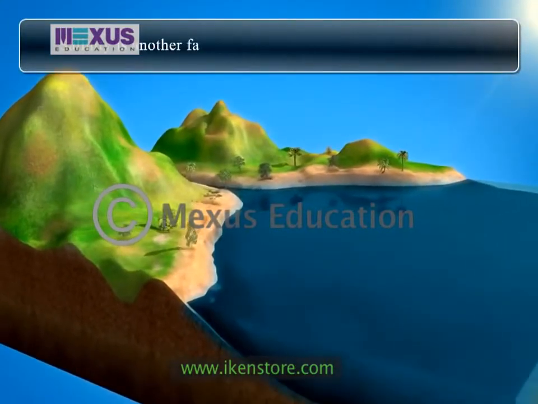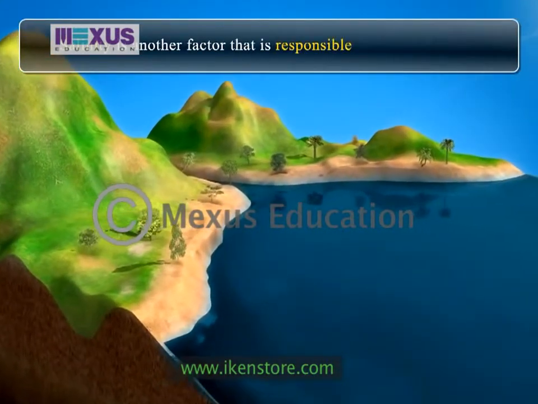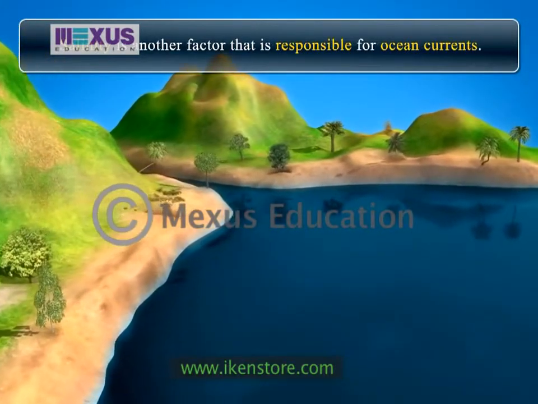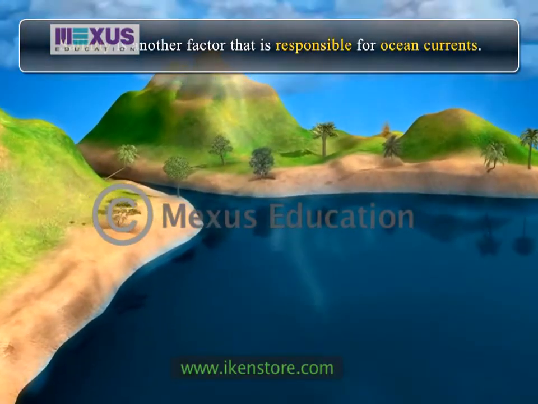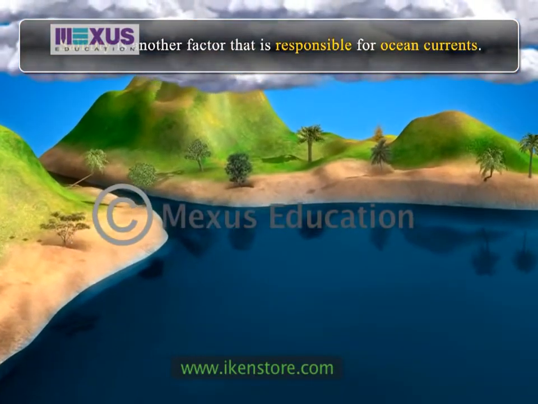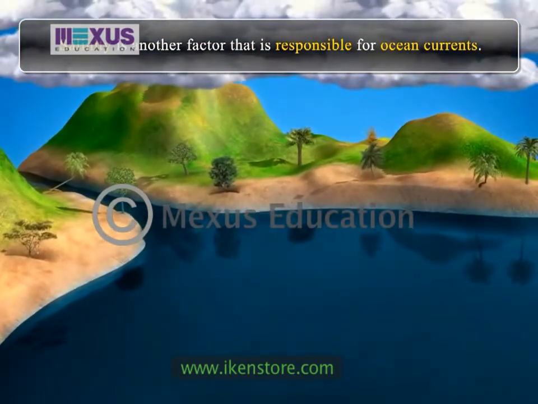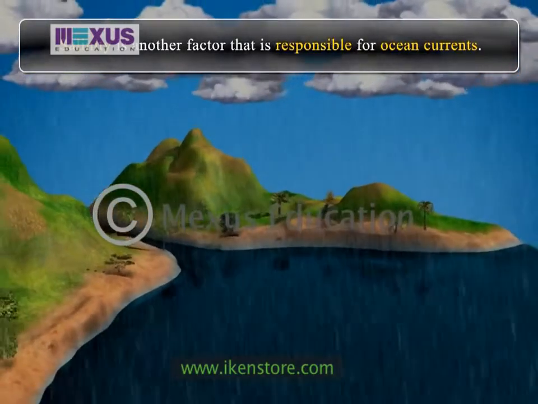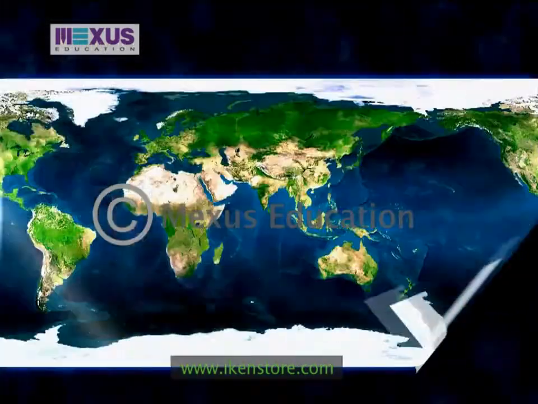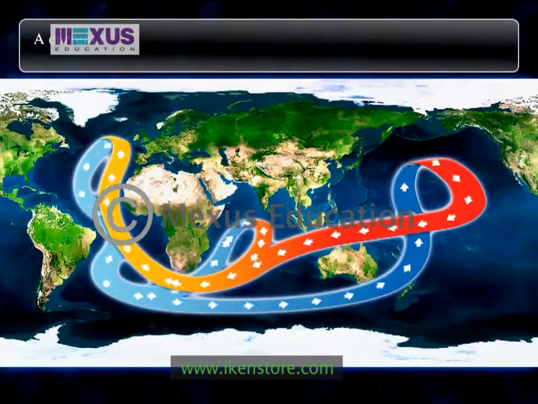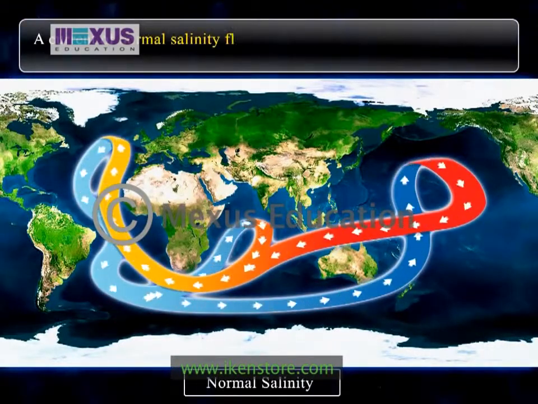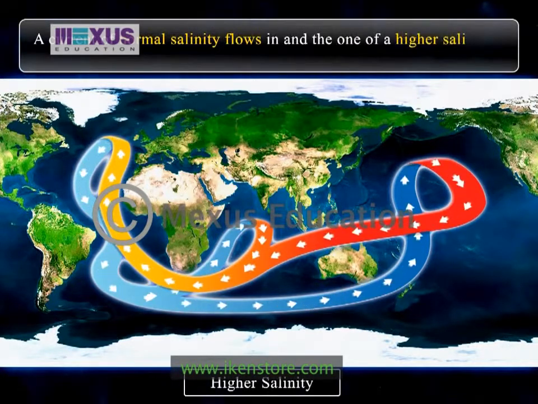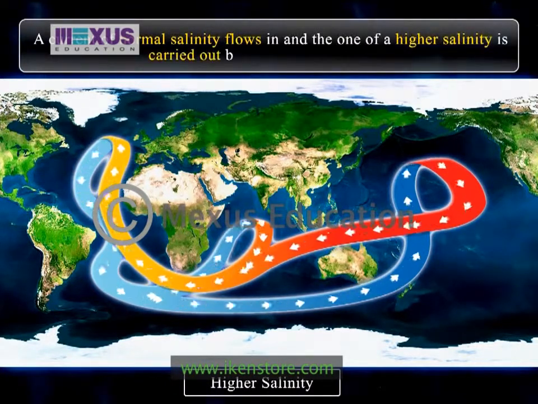Salinity is another factor that is responsible for ocean currents. Salinity is affected by the inflow of fresh water from rivers, melting ice, and rainfall, as well as evaporation. A current of normal salinity flows in, and the one of a higher salinity is carried out by a deeper water current.